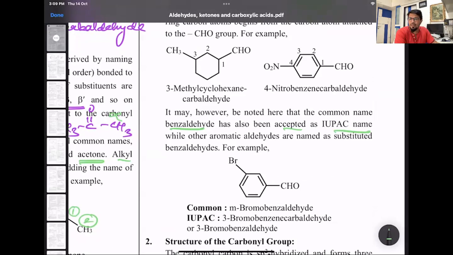Like look at that. CHO group is the main position. So the third position is bromo. So the common name is 3-bromo benzaldehyde or 3-bromo benzene carbaldehyde, or meta-bromo benzaldehyde as the common name. So in the IUPAC you can use benzaldehyde as well as you can write the word benzene carbaldehyde.